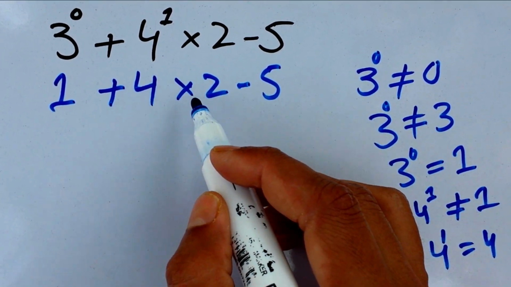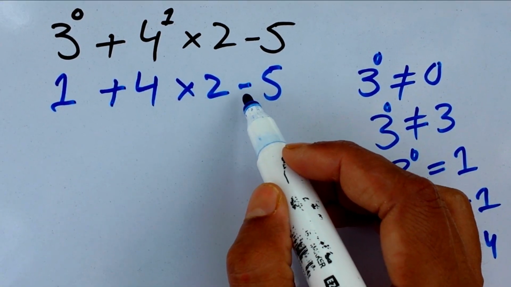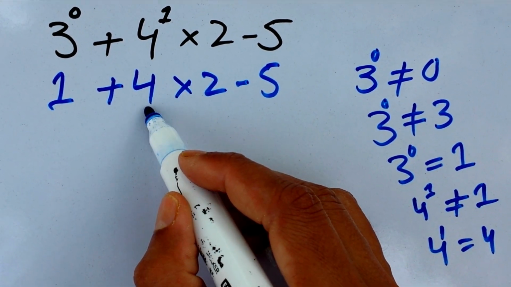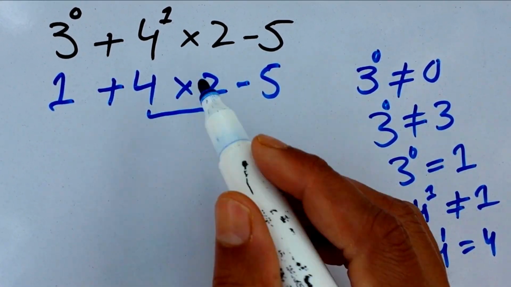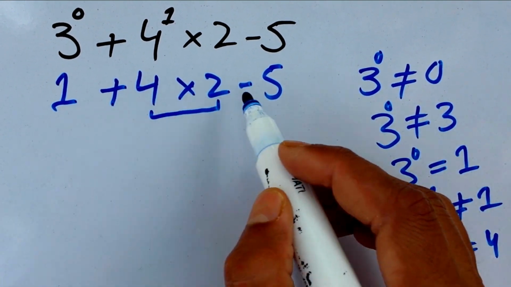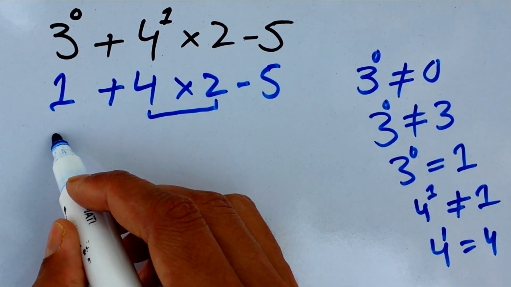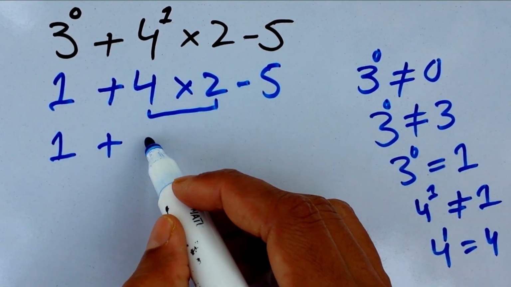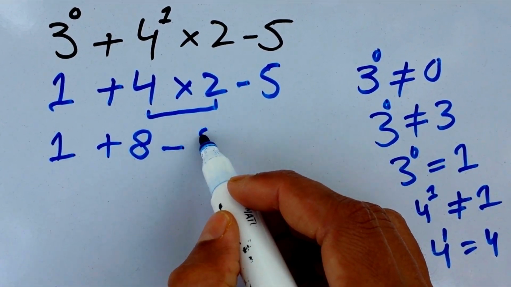So 4 times 2 and 1 plus 4 and minus 5. So 4 times 2 first, right? Multiplication must be done before addition and subtraction. So 1 plus 4 times 2 equals 8 and minus 5.